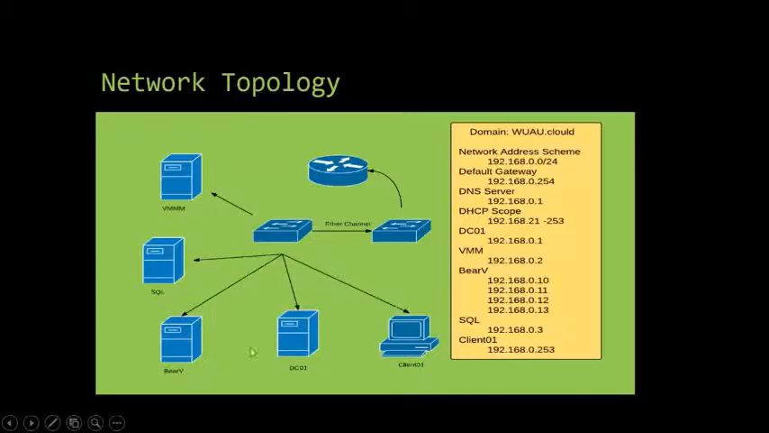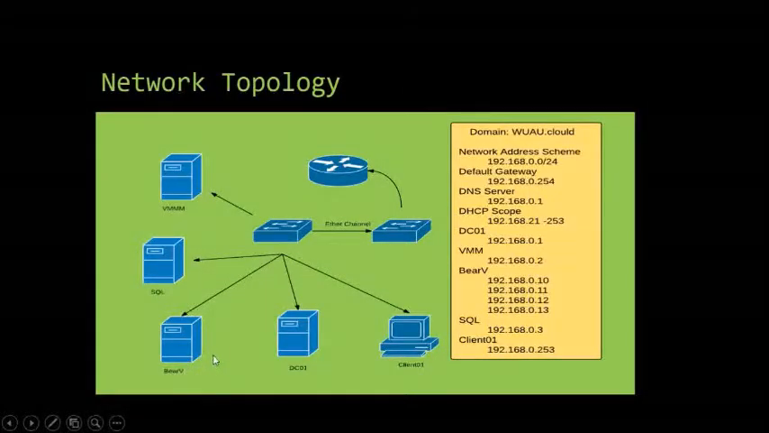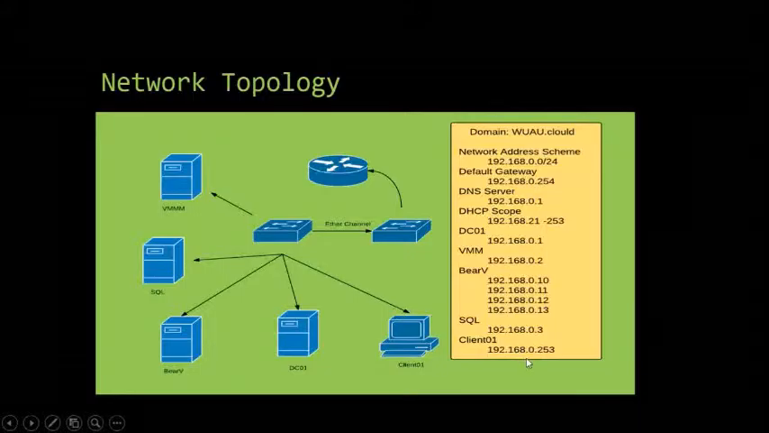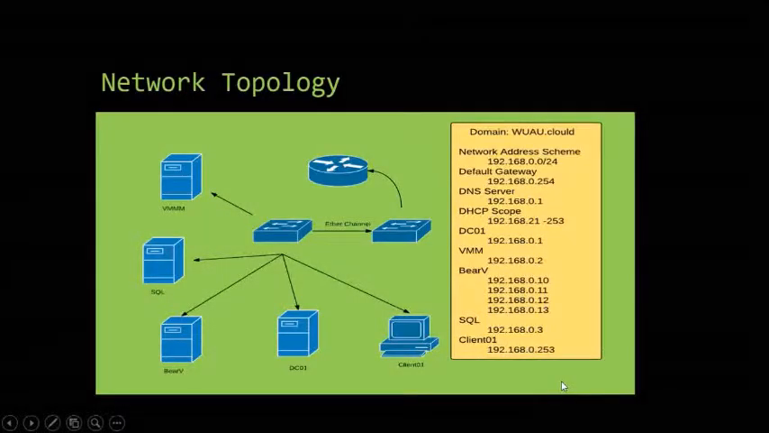And this D01 has an IP address of 192.168.0.1, the VMM has 192.168.0.2, and the Hyper-V server uses 192.168.0.10 to 13, because we use 4 adapters for this one. And the SQL Server has 192.168.0.3, and a client machine that has 192.168.0.253.